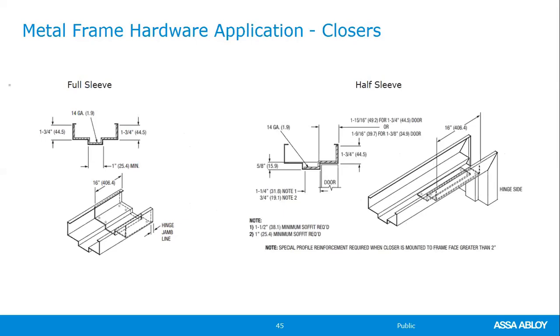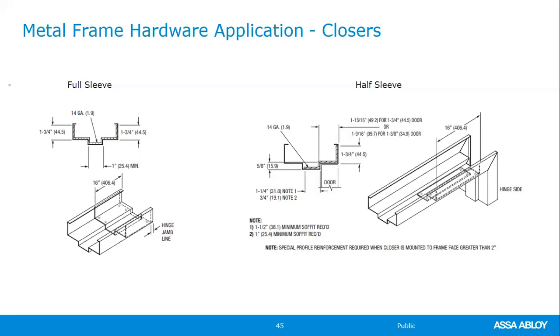And that will accommodate either a parallel arm mounted closer or a regular arm closer, which is nice because you don't have to specify that. Just tell us a closer reinforcement is going to be used on that opening. Also, we have a full sleeve, and that is the full depth of the frame. Sometimes on heavier doors, wider width doors, whether they're 6.0, 8.0 wide, you may see it specified that they want a sleeve into that frame.